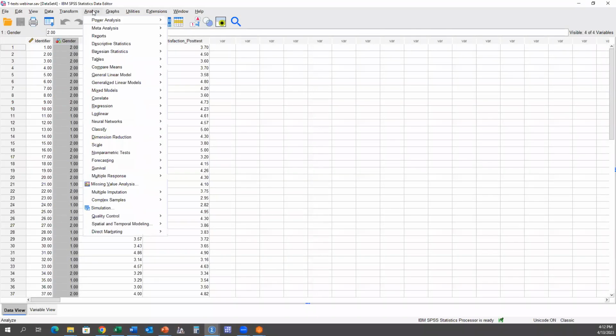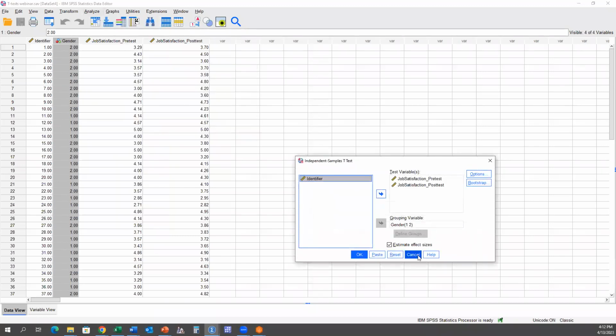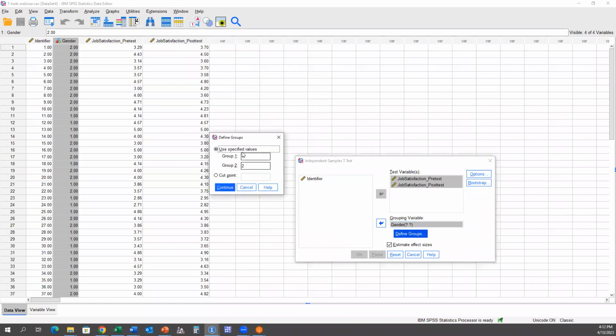To do this, we'll go to Analyze and Compare Means, and then Independent Sample t-test. And we'll put job satisfaction in this top box, test variables, and we'll put gender in the bottom box. Then we need to define the groups. It just means we need to identify 1 and 2 in here. So it should by default be set to the right numbers, 1 and 2. And then click OK.